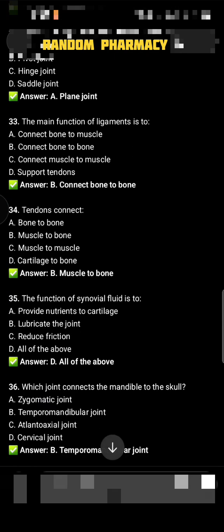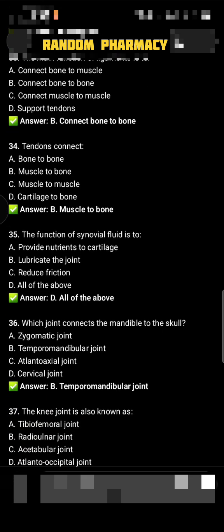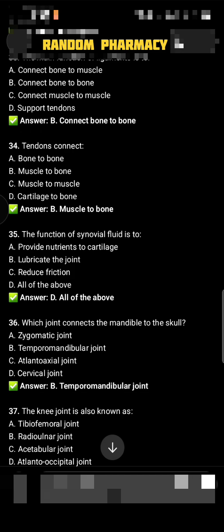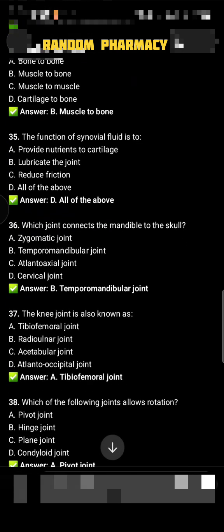The main function of ligaments is to connect bone to muscle, connect bone to bone, connect muscle to muscle, support tension. The right answer is connect bone to bone. Tendons connect bone to bone, muscle to bone, muscle to muscle, cartilage to bone. The right answer is muscle to bone. The main function of synovial fluid is to provide nutrients to cartilage, lubricate the joint, reduce friction, all of the above. The right answer is all of the above.